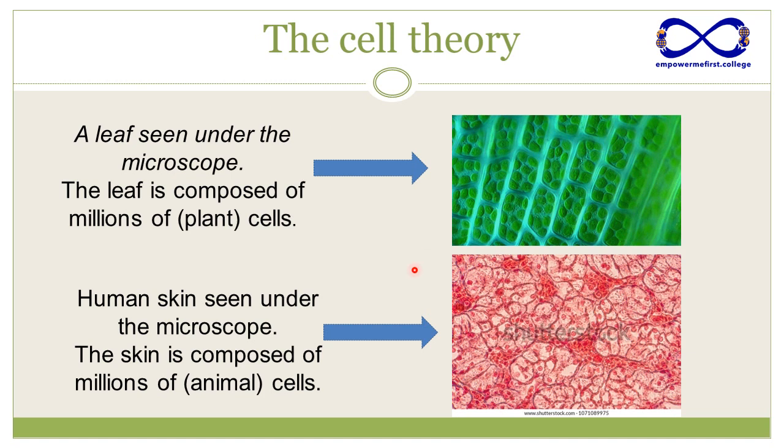And here, for example, the human skin seen under the microscope. The skin basically is composed of millions of animal cells. But basically, as you can see, the structure is more or less the same. We have one cell close to another cell, close to another cell. Okay? Presence of many different cells which form an organ. And the same here.